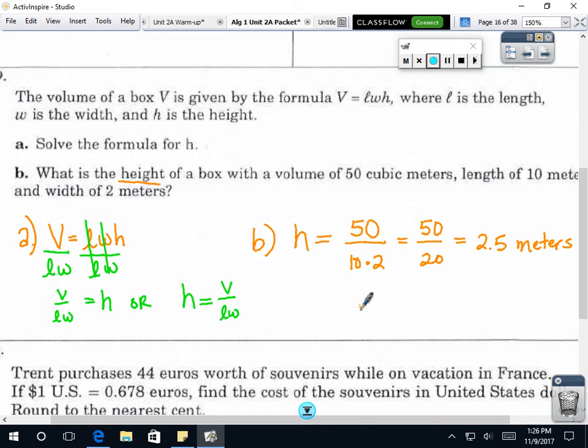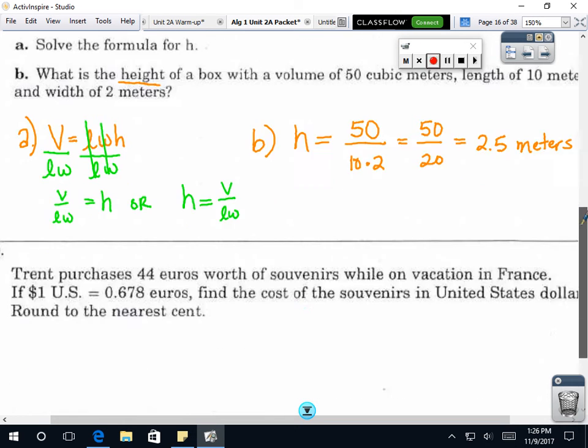All right, number 20. Everybody got it copied? Okay, number 20.